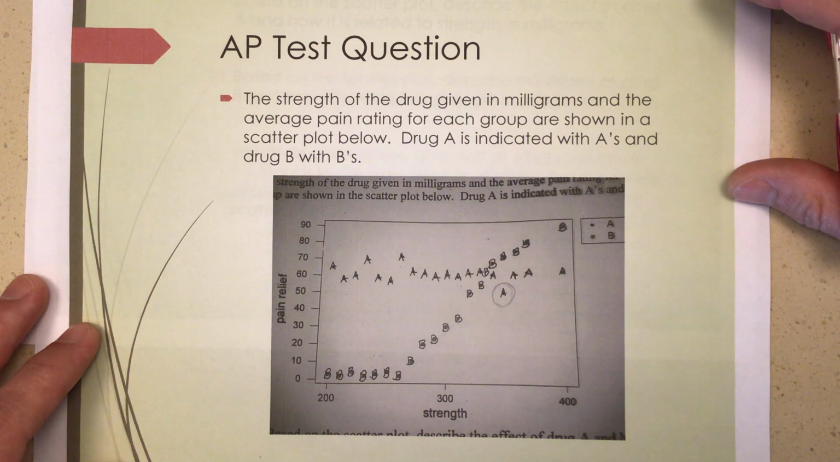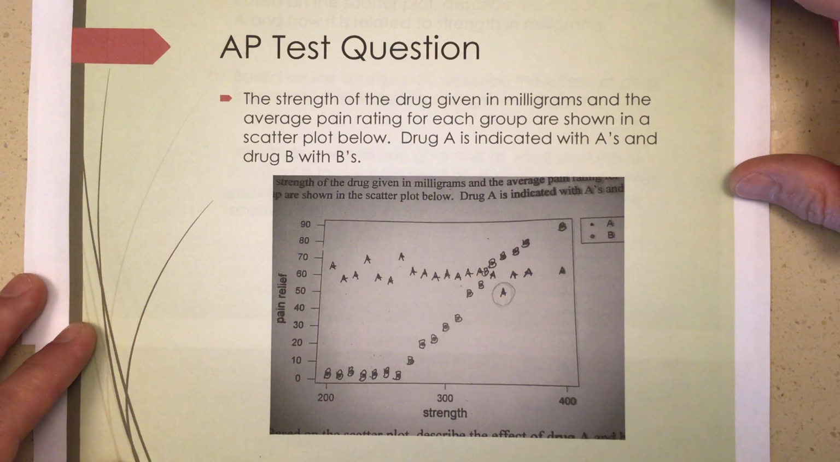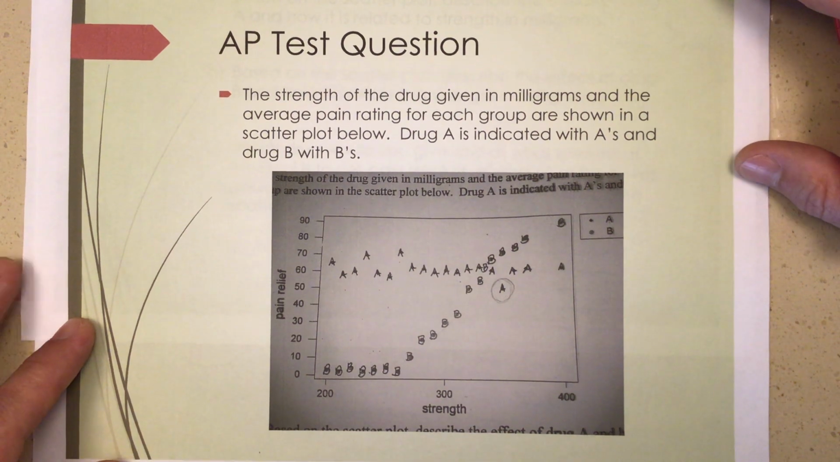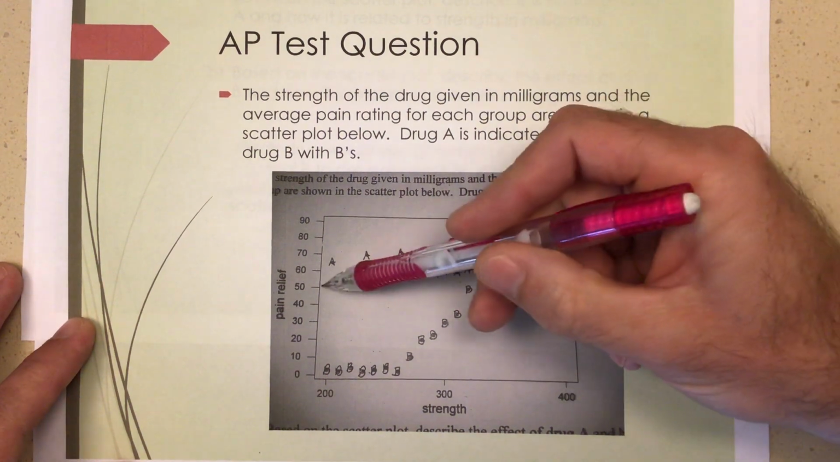Okay, on the surface, this looks like a very simple question. And a lot of students on the AP exam kind of miss the big picture. This is a much more complicated question than it might appear. A lot of students simply say, oh, 50 is right here.